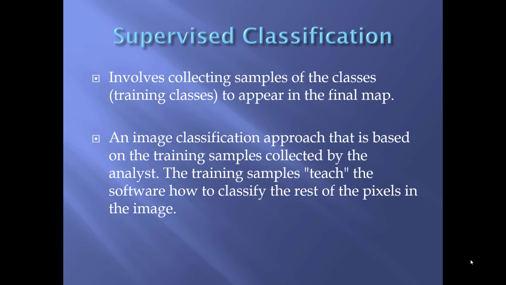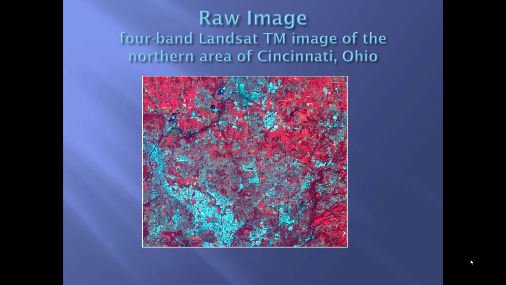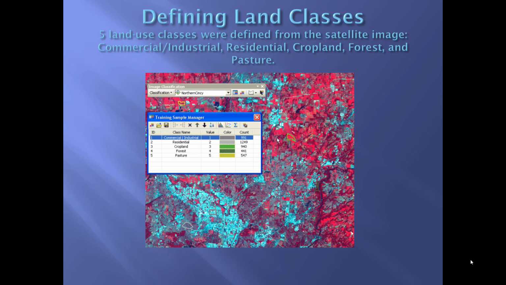in the image. Here's an example of a raw image from a 4-band Landsat TM image of the northern area of Cincinnati, Ohio. And these were the areas that were identified in this image: commercial, industrial, residential, cropland, forest, and pasture. You can see that there is a green outline around some of the areas in this image, and that is representing pastures.